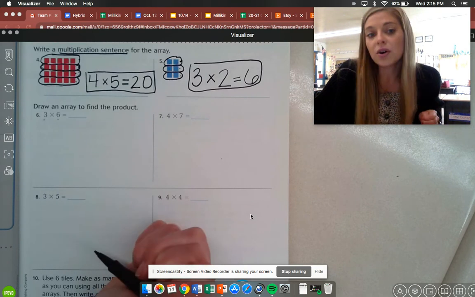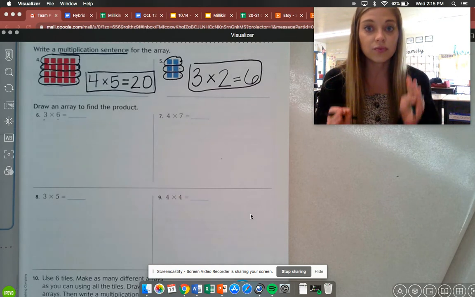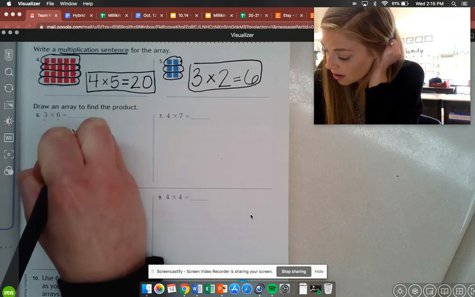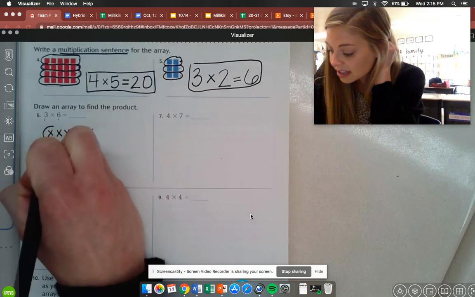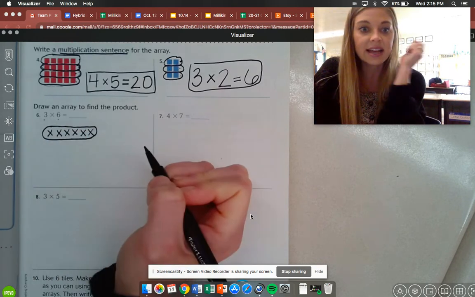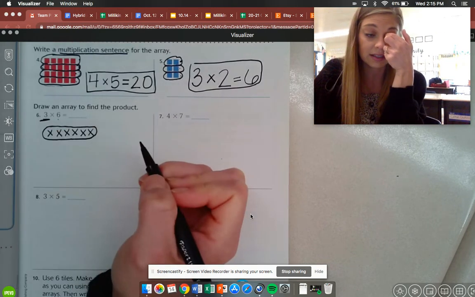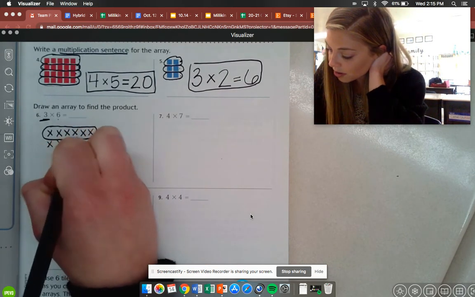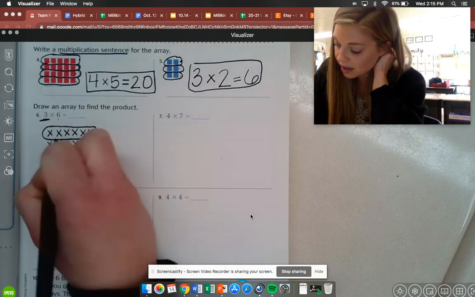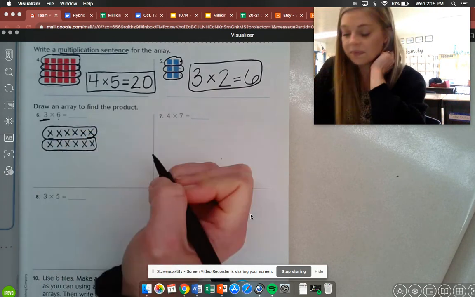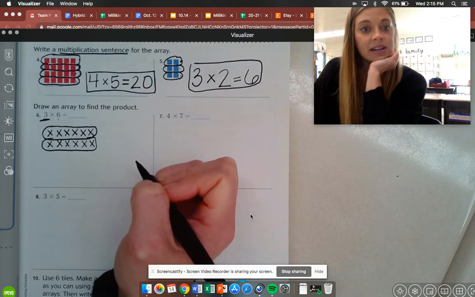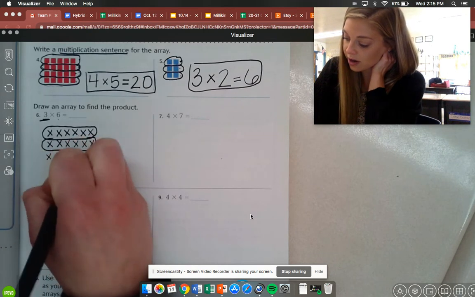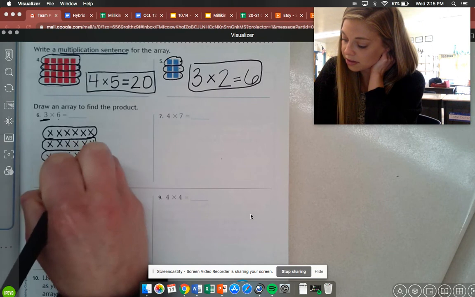So 3 rows of 6. I'm first going to draw 1 row of 6. So 1, 2, 3, 4, 5, 6. There is 1 row of 6, and I have to have 3 rows of 6. Okay, so now I'm going to do another row of 6. 1, 2, 3, 4, 5, 6. There's my second row of 6. Now I need 1 more row of 6 to make 3 rows. 1, 2, 3, 4, 5, 6. There's my third row of 6.